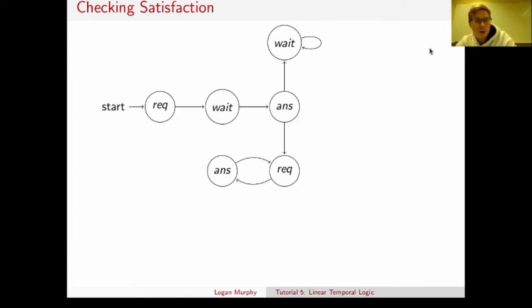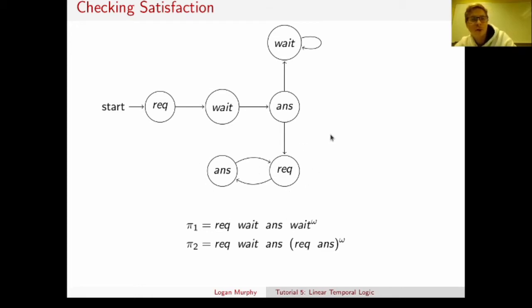So looking at our particular M1, we have to figure out what all the paths are in M1, right? So in the first case, we have the path starting in rec, going to wait, going to ands, and then wait looping on itself forever. The other path you have is rec, going to wait, going to ands, and then rec and ands looping on themselves forever. Rec here is our only initial state. And so these are the only two infinite paths that you can form using this transition system.